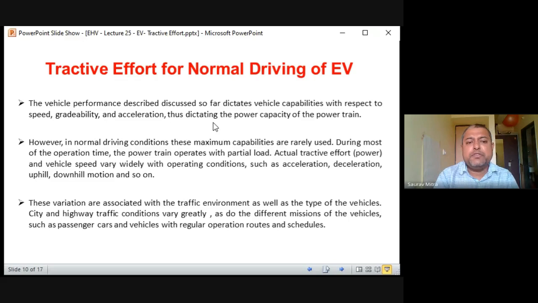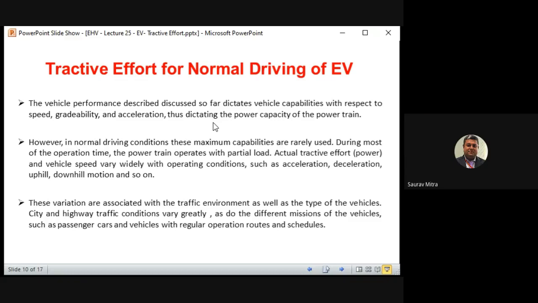The vehicle performance discussed so far dictates the vehicle capabilities with respect to 3 parameters, that is speed, gradability, and acceleration, thus dictating the power capacity of the drivetrain. However, in normal driving conditions, that means when the vehicle is in the city or on the highway, maximum capabilities are rarely used. How much is maximum speed? How much is maximum acceleration? They are generally not seen when the vehicle is running through the city or driving through the highway. So during most of the operational time, the powertrain operates with partial load. It is not running with maximum speed or maximum acceleration when it is running through the city.